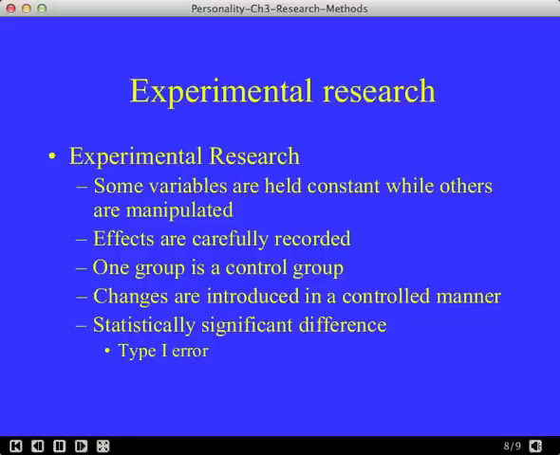Type 2 error is deciding that a variable or factor is not influential in the results, when in fact it is. The whole experiment may have to be tightened or redesigned for the effect to show up.